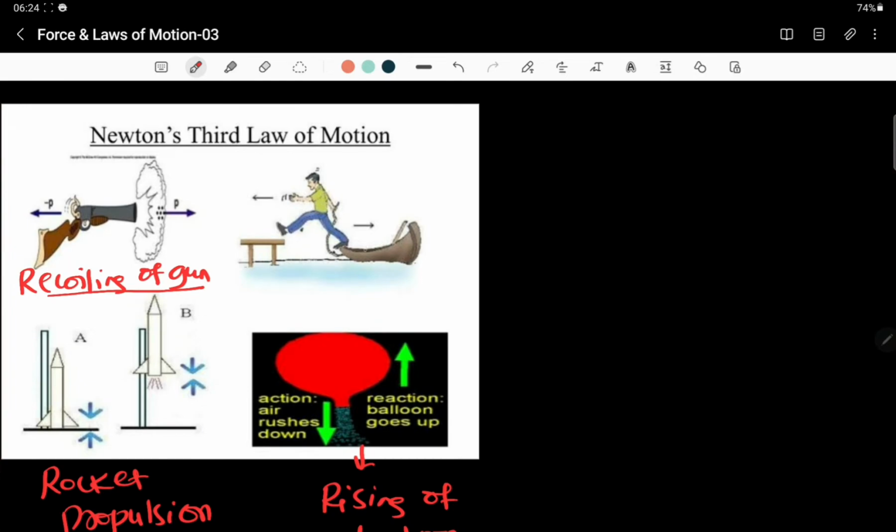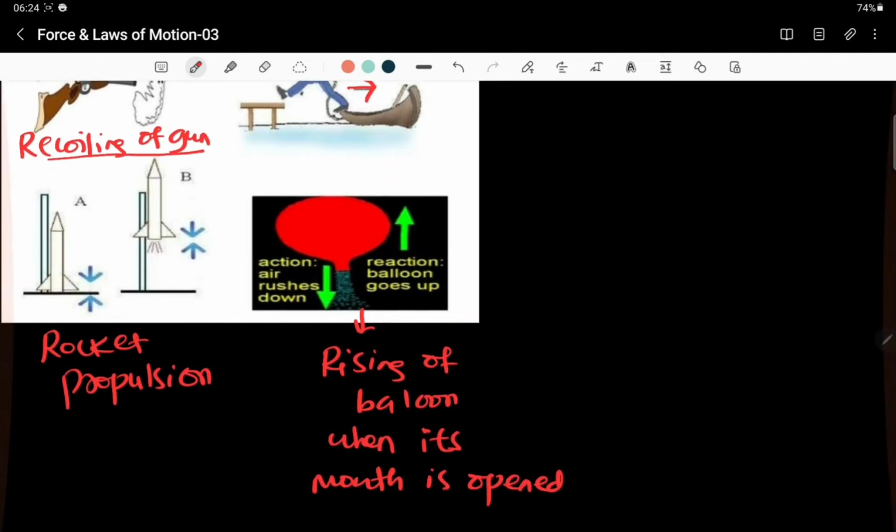And look at this person. What is he doing? He is pushing this, no? This is the action. This dock is there, and this small boat is there. He is pushing it back, and he is moving forward. So this is a reaction. Correct? So these are all examples of Newton's third law of motion. I hope it is clear.